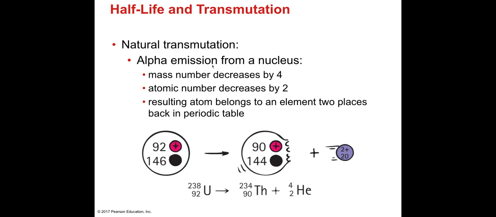Okay, so when an alpha emission occurs, what happens? The mass decreases by 4 when an alpha emission occurs, and the atomic number decreases by 2. We've learned what atomic number is. When we represent an element like this, the number at the bottom is called the atomic number or the number of protons, while the number at the top is called the mass number. And remember, the mass number is the number of protons plus the number of neutrons. Okay, so the resulting atom belongs to an element 2 places back in the periodic table.